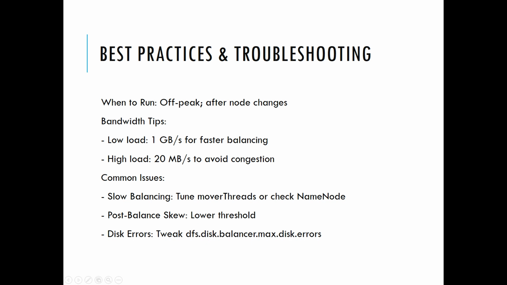Common issues include slow balancing. This may require increasing mover threads or inspecting the name node for delays. Post-balance queue: consider lowering the threshold value. Disk errors: adjust dfs.disk.balancer.max.disk.errors to tolerate transient disk issues.